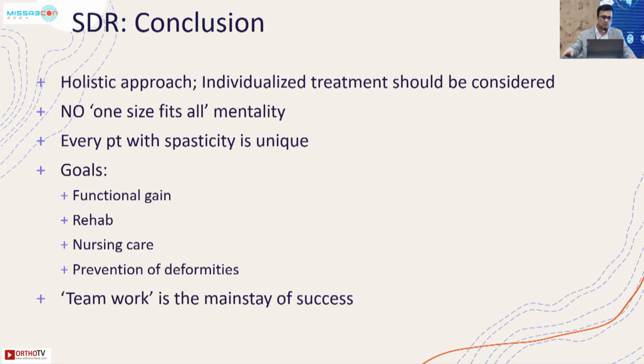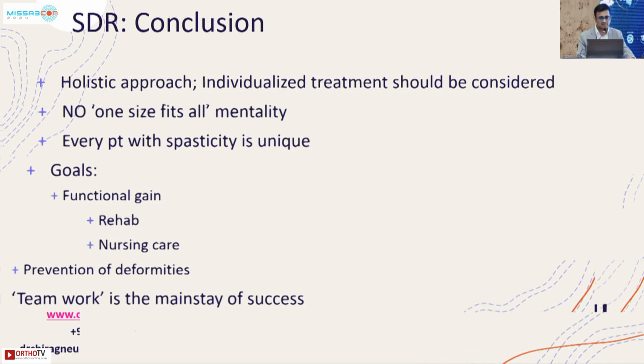To conclude, each and every patient has to be considered individually. It is a holistic approach where all the treatment modalities should be considered for that given patient, and whichever modality is best for that patient should be chosen, and the final treatment management protocol has to be decided accordingly. The goal is to have functional gain, rehabilitation, nursing care, and prevention of deformities. And teamwork is very important, as I already mentioned.